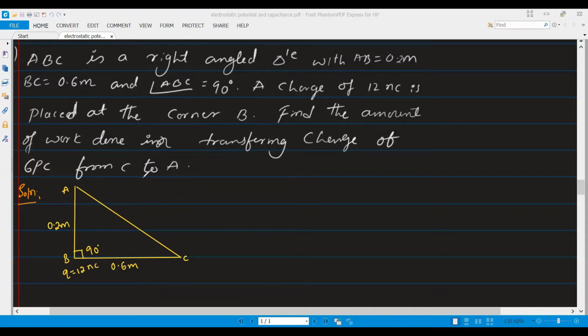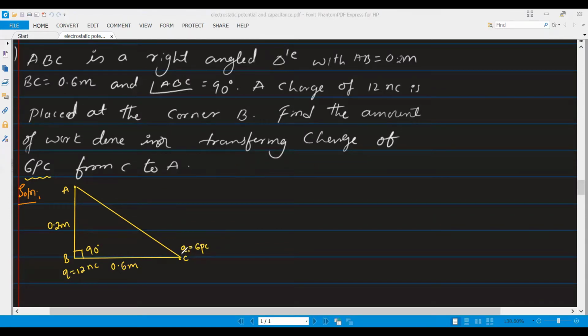12 nanocoulomb. So what you have to calculate is find the amount of work done in transferring a charge of 6 picocoulomb from C to A. That means we are placing a charge here, let us call it a test charge. So this 6 picocoulomb charge, you have to move from here to here. They have asked how much work has to be done to move it from here to here. So simple question. So how to answer this?